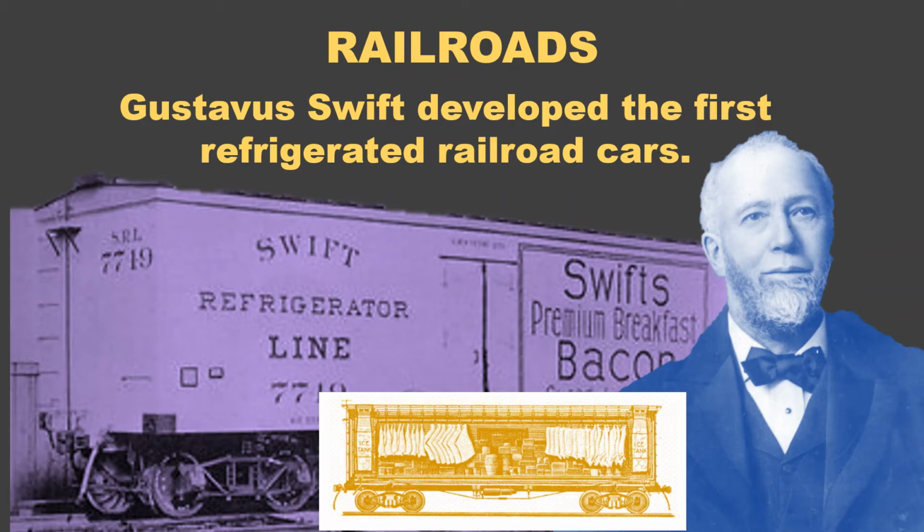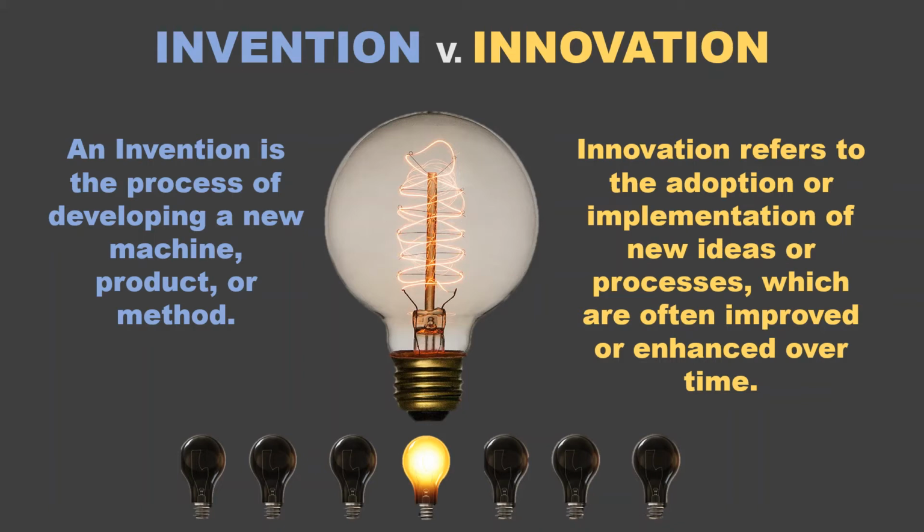The Second Industrial Revolution was fueled by inventions and innovations. An invention is the process of developing a new machine, product, or method. Innovation, on the other hand, refers to the adoption or implementation of new ideas or processes, which are often improved or enhanced over time.